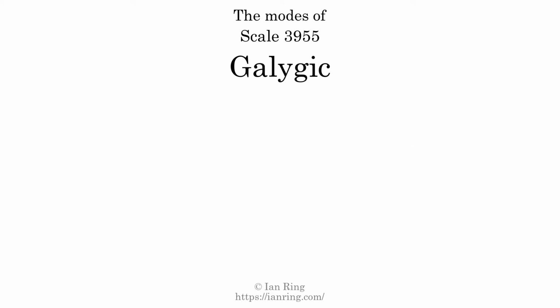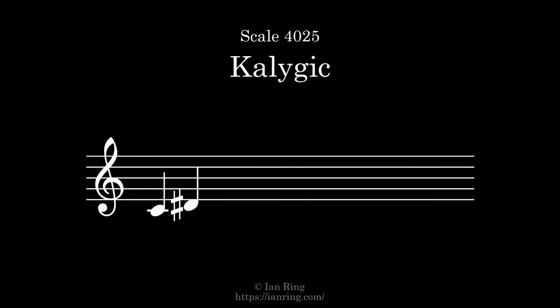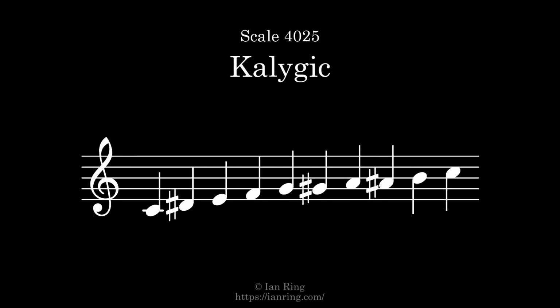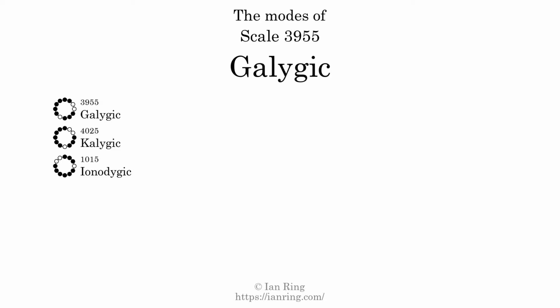This scale has 9 modes. The first mode is itself. The second mode is scale 4025, also known as Galygic. It sounds like this. The third mode is scale 1015, also known as Galygic. It sounds like this.